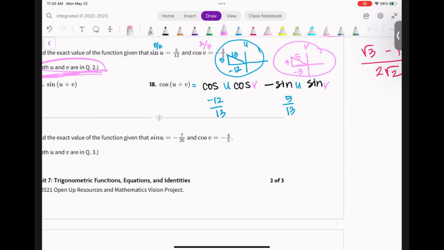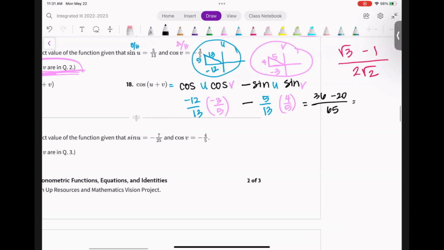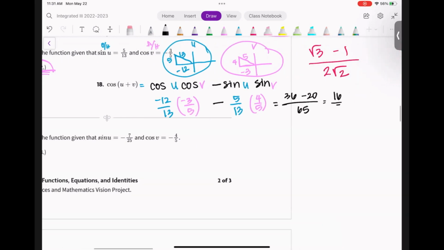All right, so now that you're back, cosine would be negative 3/5, which is nice because that's what they told you. I'm going to put parentheses around there so you remember that we're multiplying. And the sine of V would be 4/5. And then that minus is still there. And then I'm just going to multiply and simplify. So here is negative 12 times negative 3 is 36 minus 20 divided by 65. So what is that? 16 over 65. Can I simplify that? Nope, I can't. So there's your answer.